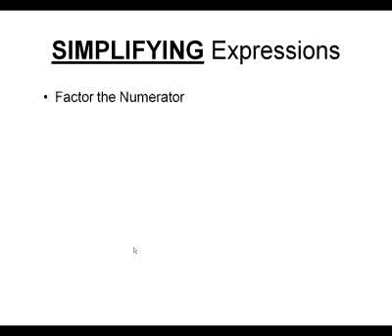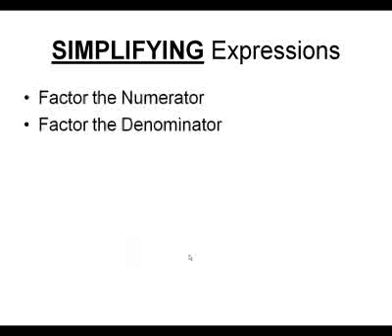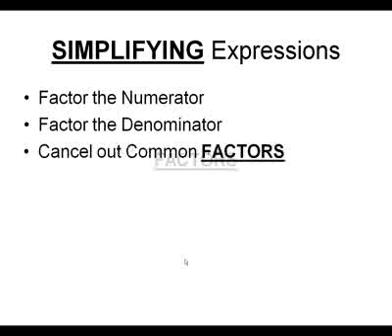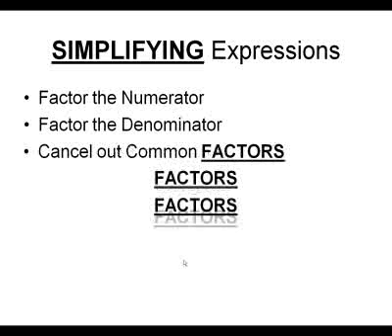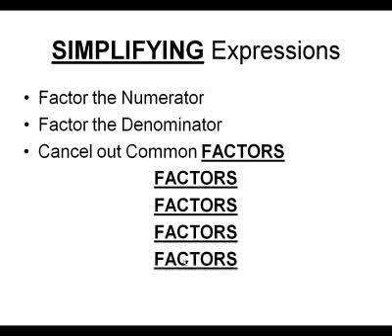Okay. When you simplify an expression, here's your process. Factor the numerator, factor the denominator. Remember that we're dealing with anything that can be written as a fraction, so you're going to have fractions involved. Factor the numerator, factor the denominator, and then cancel out the common factors. And I have factors repeated several times because you need to make sure you're only canceling factors.